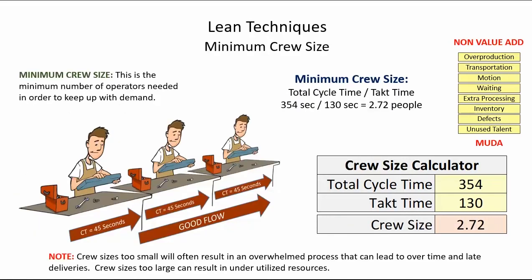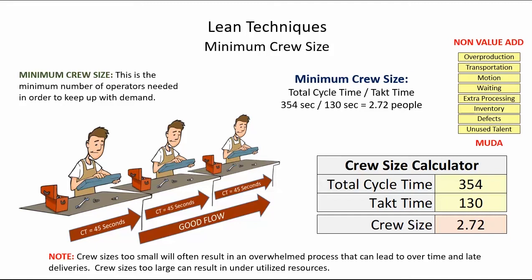Minimum crew size is a calculation that determines the minimum number of operators needed in order to keep up with demand. It can be calculated by dividing the total cycle time by the total takt time. As an example, if the total cycle time is 354 seconds and the takt time is 130 seconds, the process will need a crew comprised of 2.72 operators in order to keep up with demand. Again, 354 divided by 130 equals 2.72 operators.